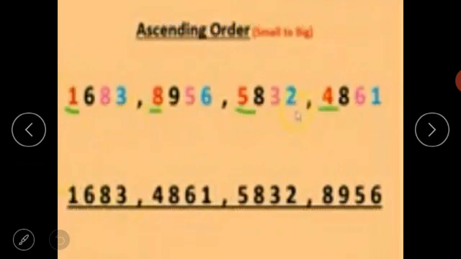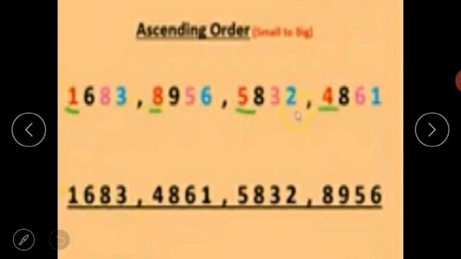So first you want to check the thousands place value. In the first one it is 1. Second number, the thousands place is 8. Third number, the thousands place is 5. Then the fourth number, the thousands place is 4. Okay, so compare these numbers.